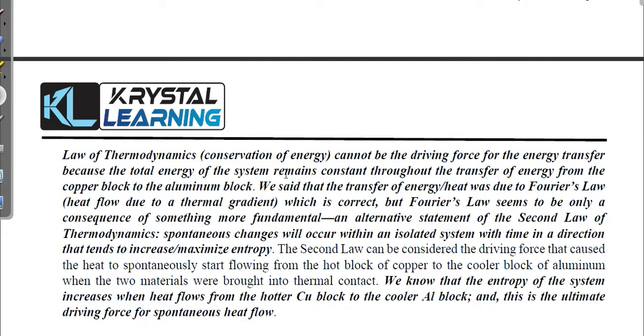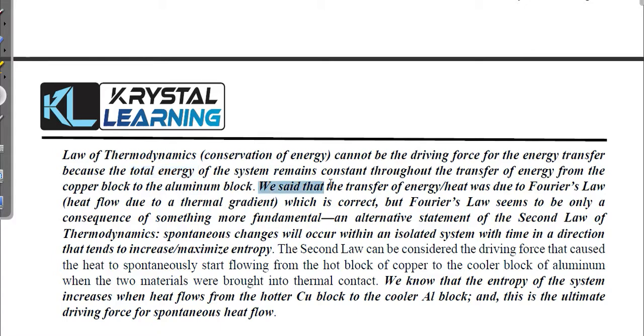Why? Because the total energy of the system remains constant throughout the transfer of energy from the copper block to the aluminum block. Whatever the conditions of the transfer, say from A to B, copper and aluminum, at every point energy is conserved. So if energy is constant, what is the driving force? For any driving force you need a gradient, but here you don't find any gradient in energy. Conservation of energy remains constant for both systems. So the first law of thermodynamics is not able to explain the heat flow.